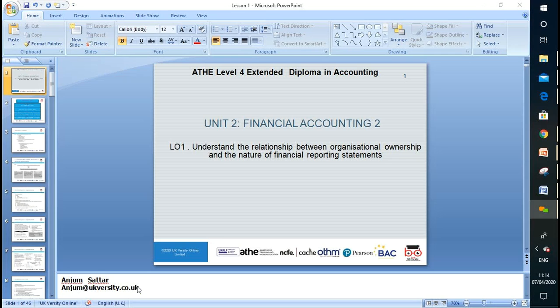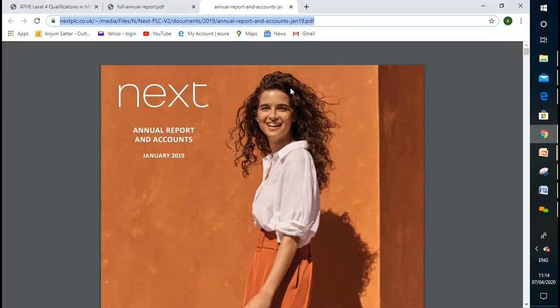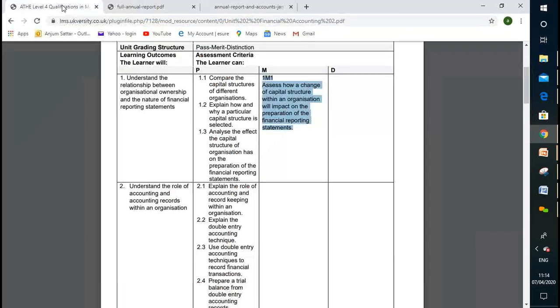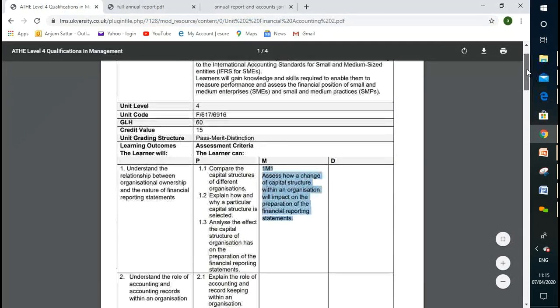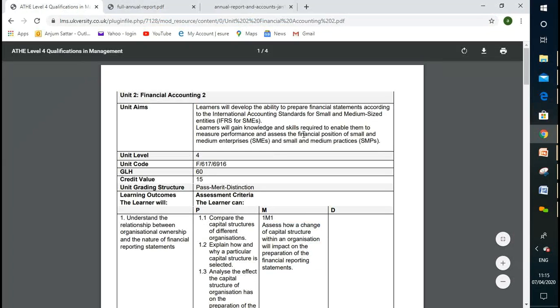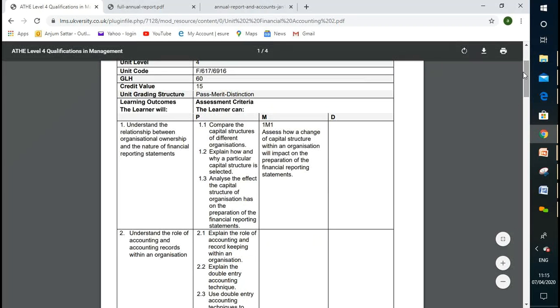In the first lesson, we'll go through learning outcome 1. Before starting today's lesson, we'll go through what we're supposed to learn under this new unit. The aim of this unit is to develop the ability to prepare financial statements according to international accounting standards for small and medium sized entities, where entities mean organizations. So we'll go through sole trader, partnership, and company accounts as well.